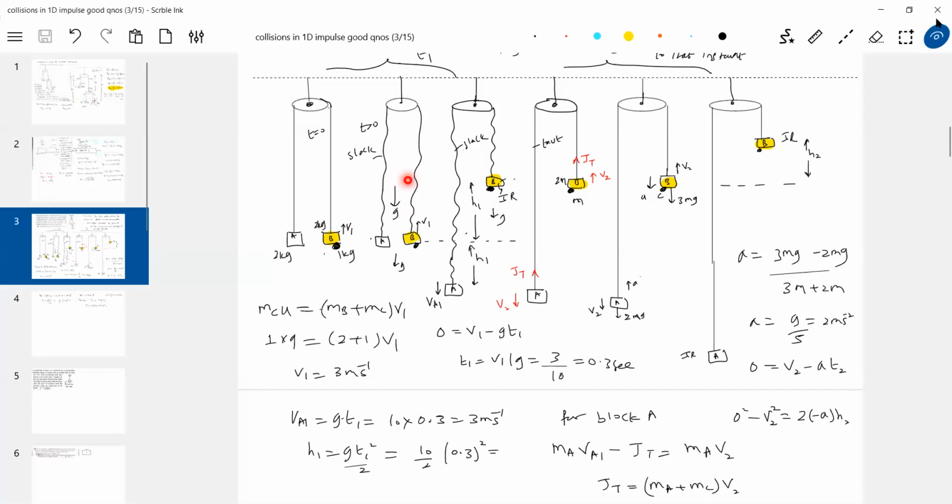From taut, it has become slack. Any loss in kinetic energy? Nothing, no. A was at rest, it continued to be at rest, inertia of rest. And B, what happened? It was having velocity V1, it will have velocity V1. So no loss in energy here. Then it will ascend.